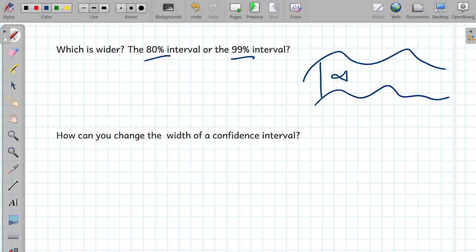Well, a wide net would suggest that you're more confident to catch a fish than a narrow net. So this would be the 99% confidence. This would be the 80% confidence. So it's kind of counterintuitive. Maybe I don't know if it's counterintuitive to me. Sometimes I think it is.